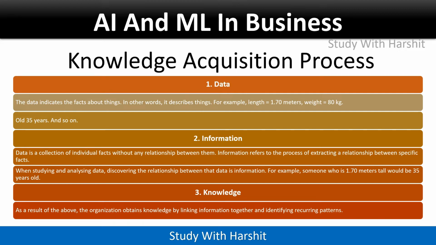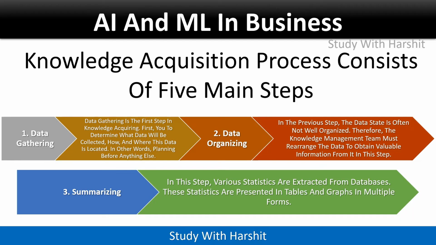Data is a collection of individual facts without any relationship between them. Information refers to the process of extracting a relationship between specific facts. When studying and analyzing data, describing the relationship between that data is information. For example, someone who is 1.70 meter tall would be 25, 35 years old. Third, knowledge. As a result of the above, the organization obtains knowledge by linking information together and identifying recurring patterns. Knowledge acquisition process consists of 5 main steps.